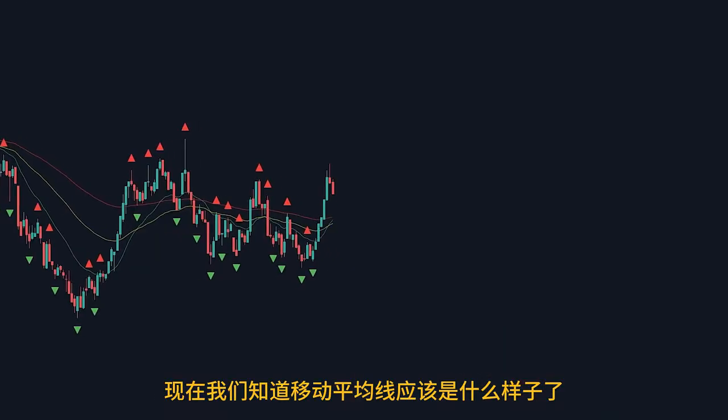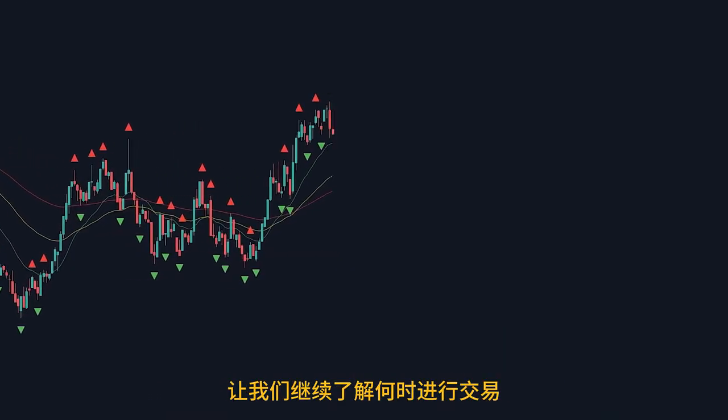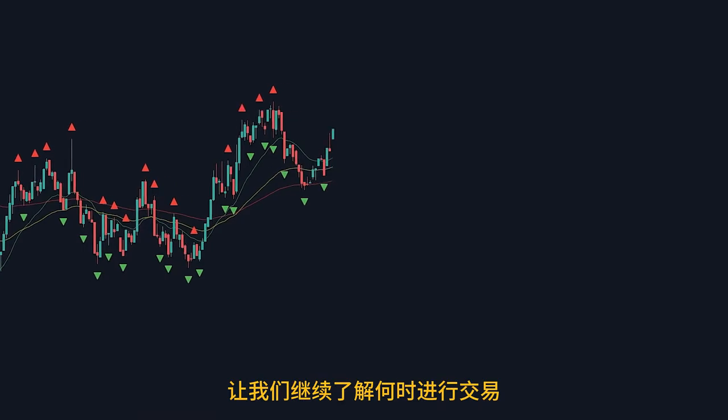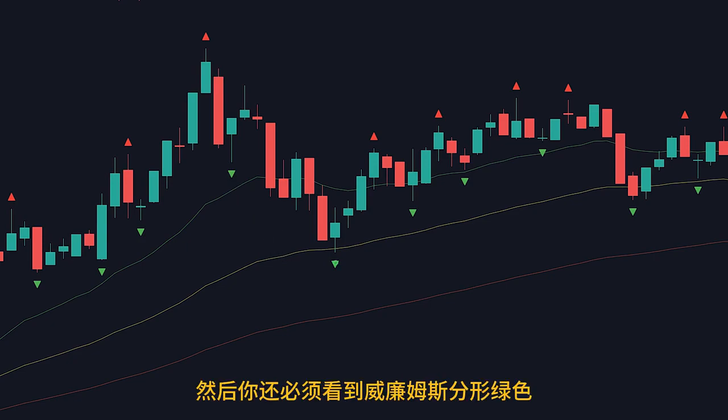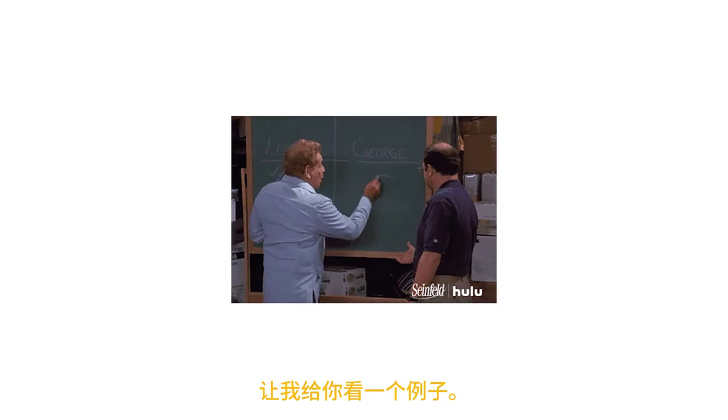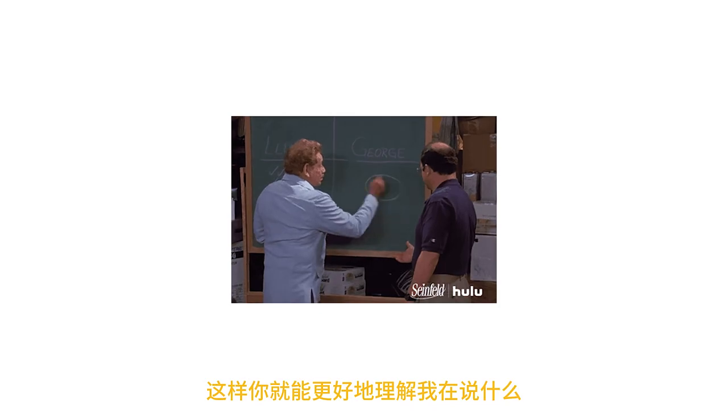Now that we know how the moving averages should look, let's move on to know when to enter into a trade. To enter a long trade, the price has to pull back under the 20-day moving average or under the 50-day moving average. Then you also have to see a Williams Fractal green arrow. This will be your entry signal. Let me show you an example so you can better understand what I'm talking about.